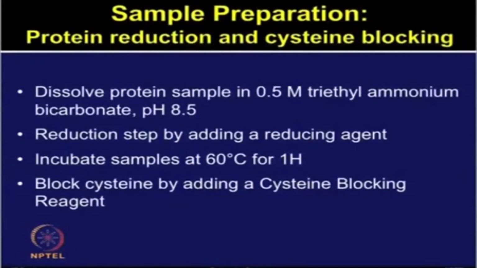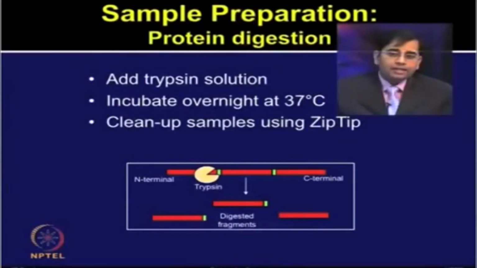In the sample preparation, the first part is protein reduction and blocking of cysteines. First, dissolve the protein sample in 0.5 molar triethylammonium bicarbonate at pH 8.5. Then perform a reduction step by adding a reducing agent. Incubate the samples at 60 degrees for an hour. After that, add a cysteine blocking reagent, so that cysteine residues can be blocked. Once reduction and cysteine blocking are done, protein digestion can be performed. Add trypsin solution and incubate overnight at 37 degrees, so that the proteins are digested into peptides.